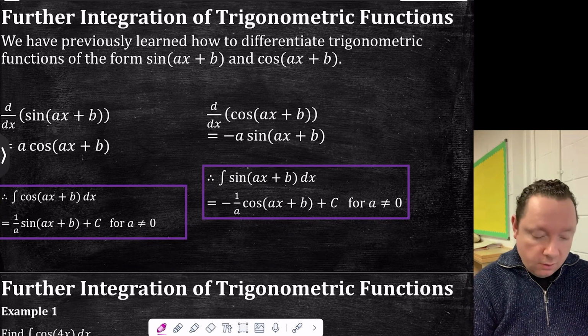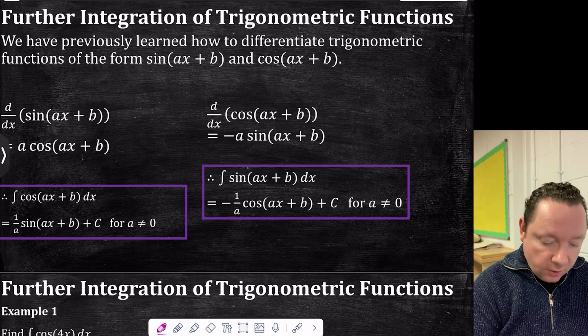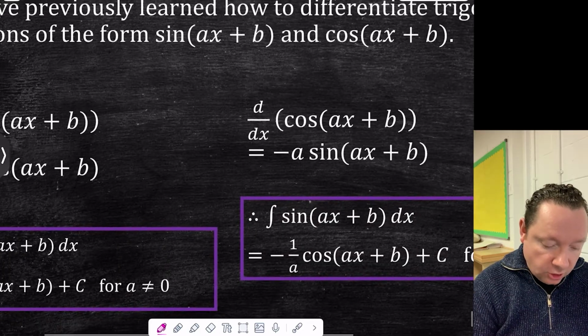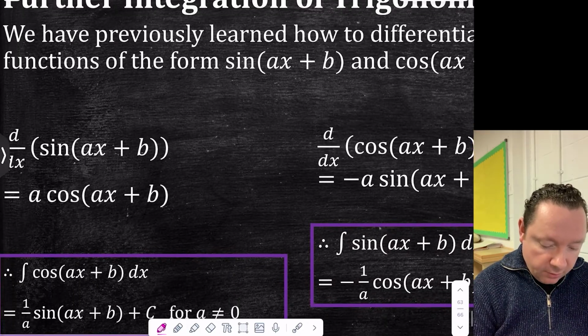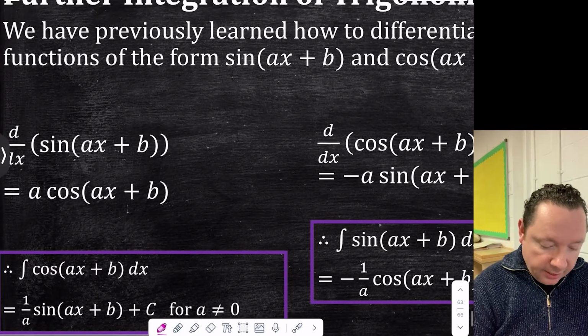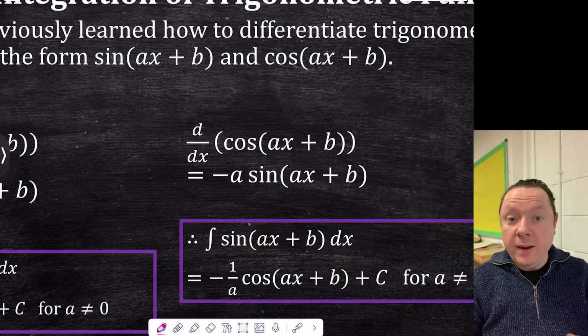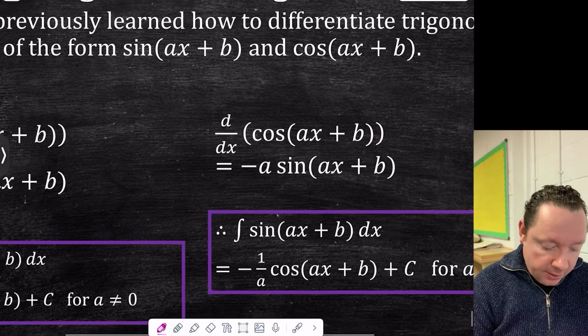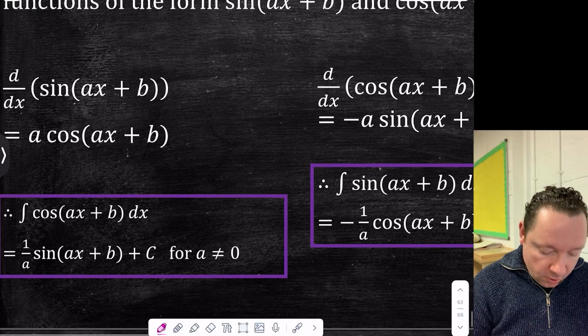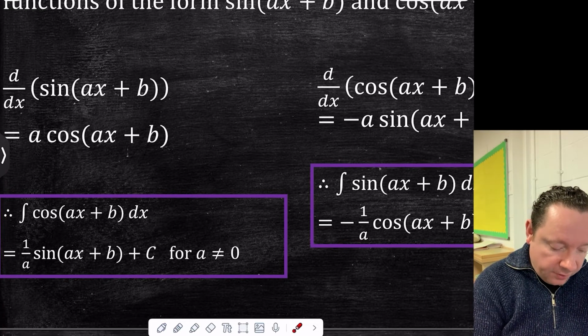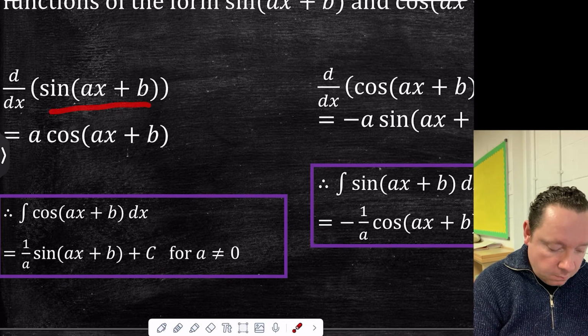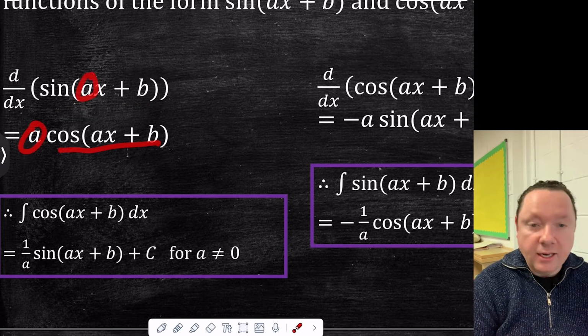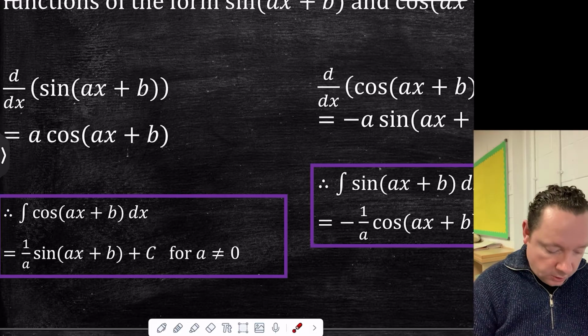Okay, so we just looked at basic trigonometric functions for integration, but let's now look at it with the chain rule. So we previously learned how to differentiate trigonometric functions sin(ax plus b) and cos(ax plus b). And we have to do this as well for integration. So similarly, when we differentiate sin(ax plus b), we just did cos(ax plus b) and times by a, times by the number in front of x, or differentiate ax plus b in other words. So the opposite of that is integration.